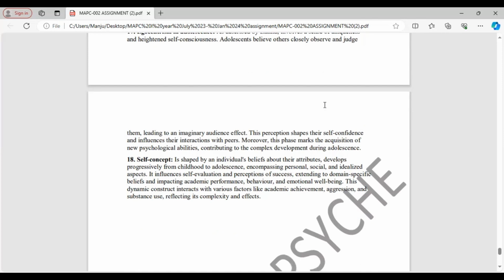Then, question number 80, self concept. It is shaped by an individual's beliefs about their attributes, which develops progressively from childhood to adolescence, encompassing personal, social, and idealized aspects. It influences self evaluation and perception of success, extending to domain specific beliefs and impacting academic performance, behavior, and emotional well being. This dynamic construct interacts with various factors like academic achievement, aggression, and substance use, reflecting its complexity and effects.